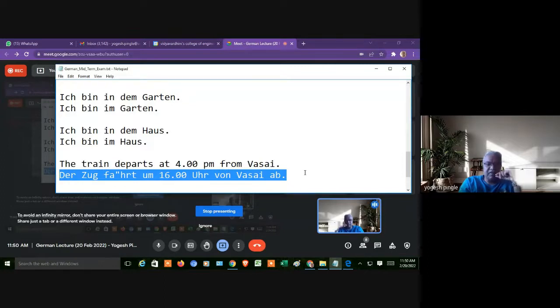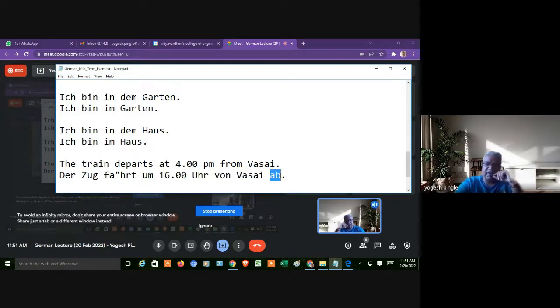Very, very important. Now this is an English sentence. You have to convert it to German: the train departs at 4 p.m. from Vasai. For depart, what is the verb? Abfahren. Abfahren is a separable verb. The prefix is ab. This ab you have to put at the end of the sentence, and fahren you have to conjugate at the second place. The noun is the train, so der Zug.